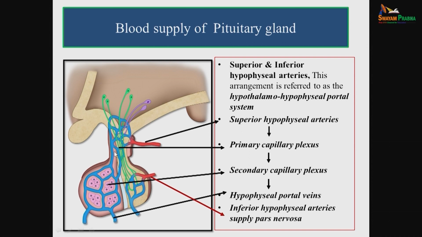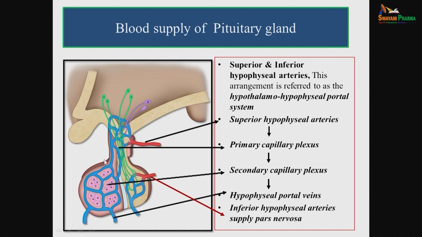The veins from the primary capillary plexus come down towards the pars anterior and form sinusoids and a capillary plexus, which is called the secondary capillary plexus. The veins which drain it are called the hypophyseal portal veins.